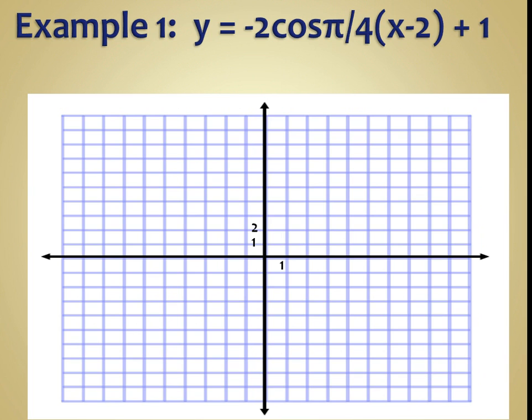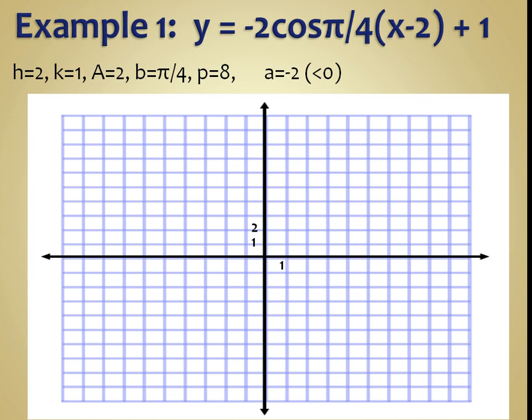So, example number 1. y is equal to negative 2 cosine of pi over 4 times (x minus 2), plus 1. Step number 1, we said we find all of our parameters. So our h is 2, our k is equal to 1, the amplitude is 2, and in this case your little a would be negative 2. Your b is pi over 4, and your period in this case would end up being 8, because 2 pi divided by pi over 4 is 8. And because we know that a is negative 2, we're also able to say that it's less than 0.